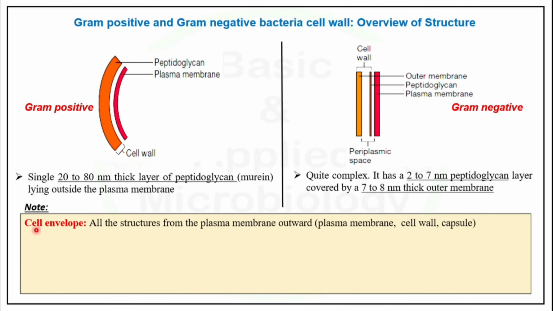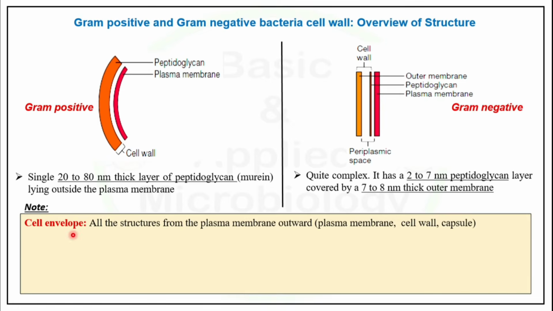Firstly, cell envelope. Cell envelope is the term we use for all the structures present outward from the plasma membrane, right? It includes the plasma membrane, cell wall and capsule. Capsule is not present in all bacteria; it is a mucilaginous substance, slimy layers made up of proteins and carbohydrates, right? But they are not present in all bacteria. So all these form a part of the cell envelope.